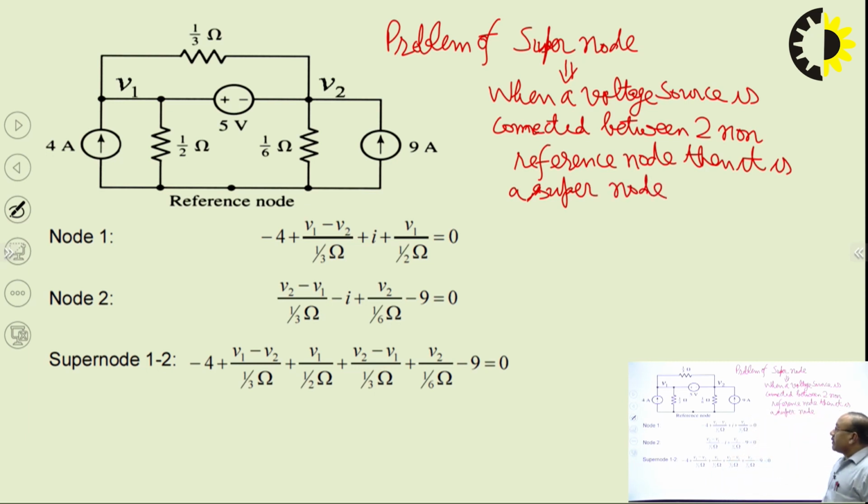So like in this circuit we see, here we have assumed this reference node, and this node and this node, where the node potentials are V1 and V2. Between these two nodes, this 5 volt voltage source is connected. No other element is there. So V1 and V2 are two non-reference nodes. And in between these two non-reference nodes, one voltage source is connected. So that's why this becomes the problem of super node.